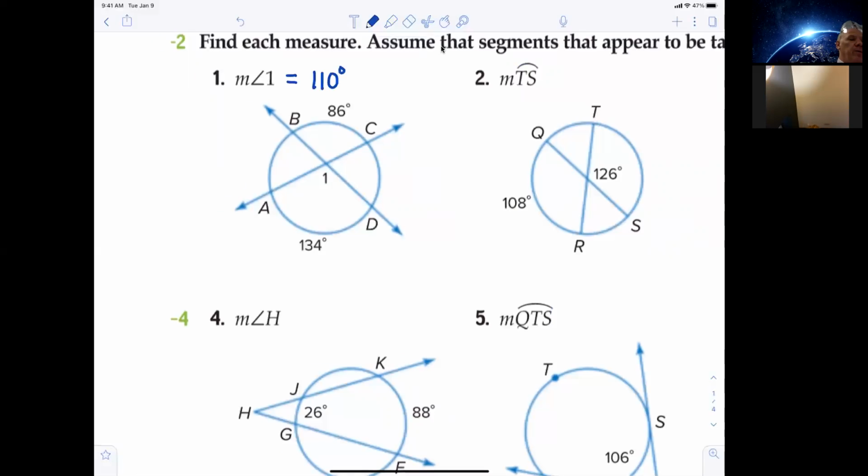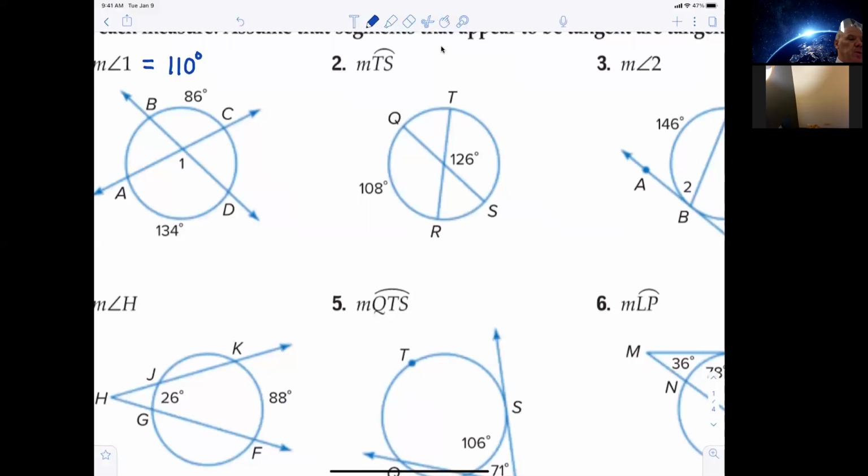Now how am I finding TS? Yes, thank you. That's the best way. Take 126, multiply it by 2, which is of course 252. And then we do what? Minus 108, which is? I think it's 144 degrees. 144. Is everybody good with that? Simple, simple.